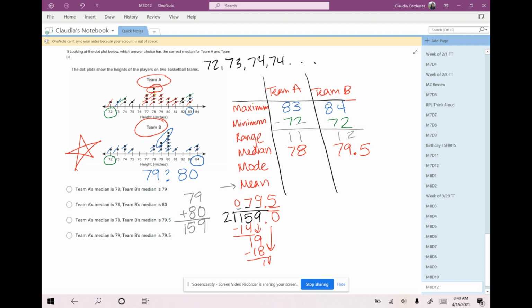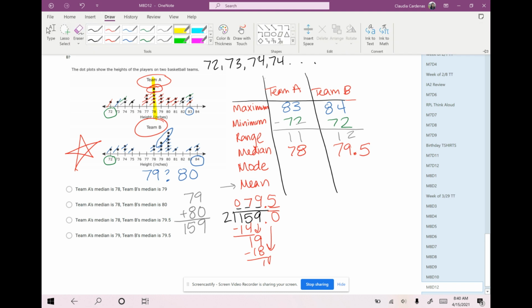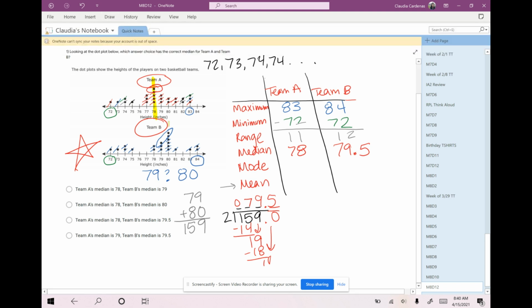So I see here for Team A that 78 has the most. And then I see for Team B, 80 has the most dots plotted above it. So I'm going to go ahead and add that to ours. Team A was 78. Team B was 80.